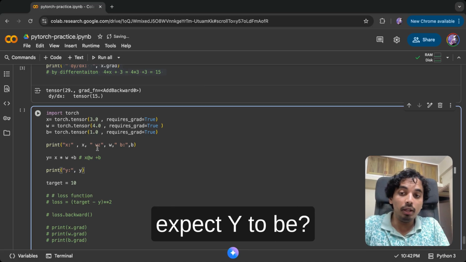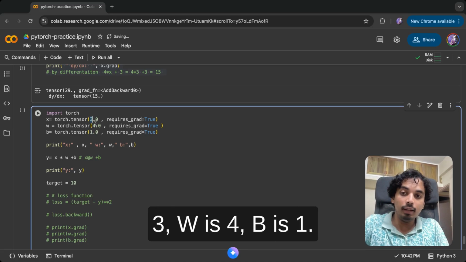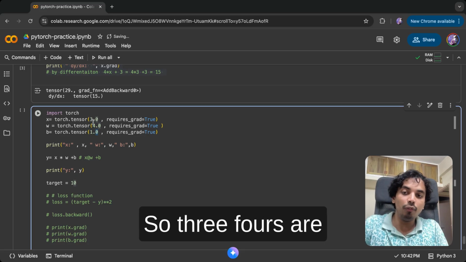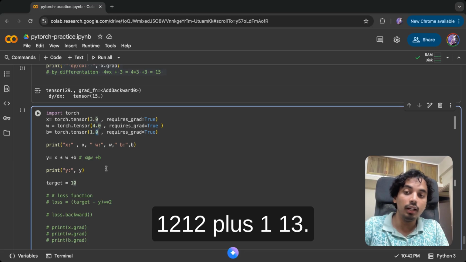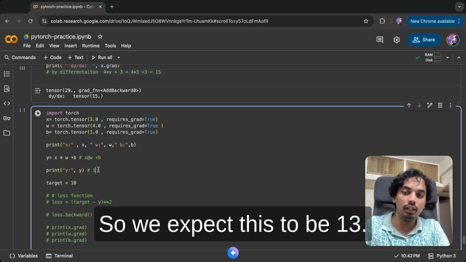So what do you expect y to be? In this case, x is 3, w is 4, b is 1. So 3 fours are 12, 12 plus 1, 13. So we expect this to be 13.